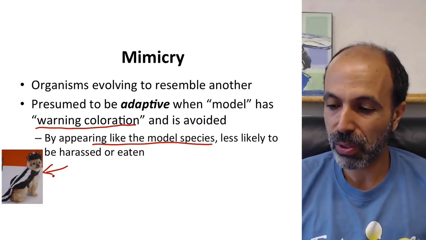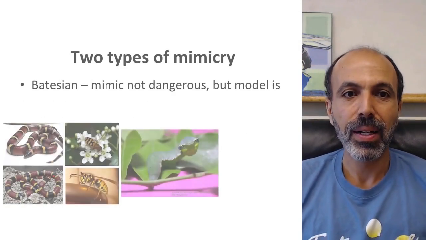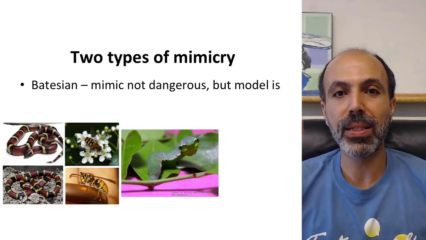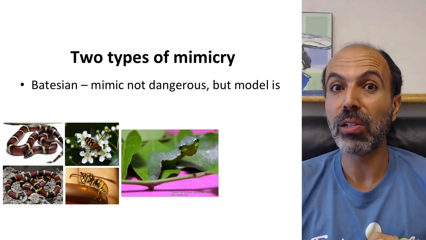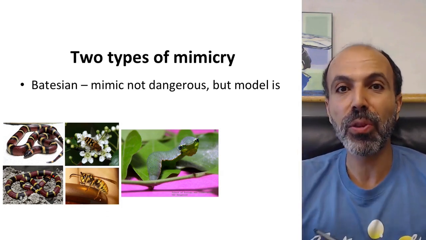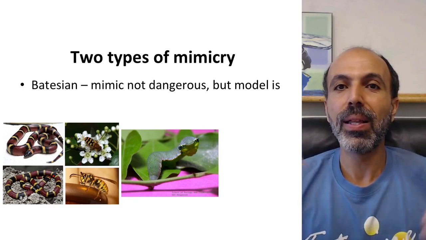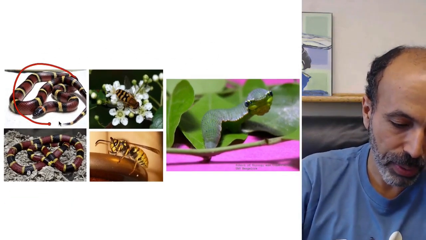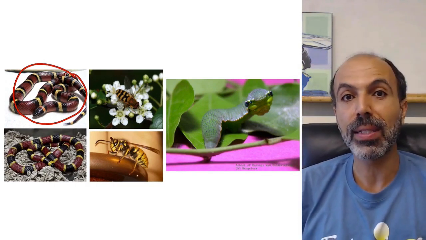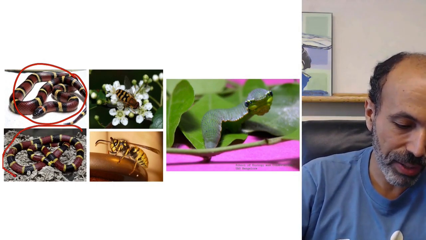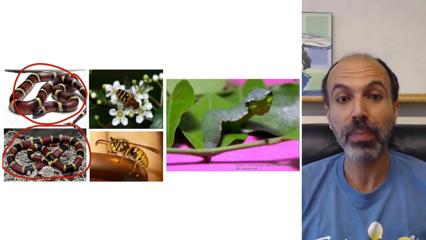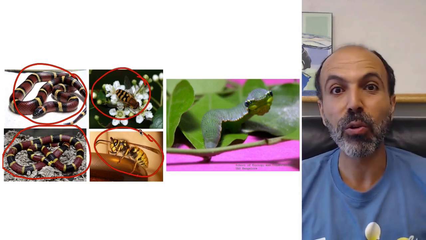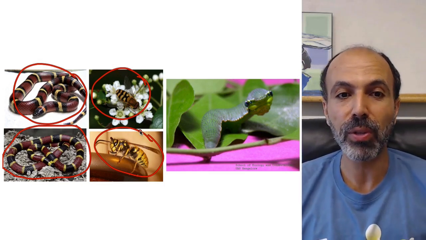There are two general types of mimicry. The first one we'll talk about is called Batesian mimicry. This is the case where the mimic is not dangerous, but the model is dangerous. In this case, again, it's useful for the mimic to look like the model because others will fear it or avoid it for whatever reason. So we have here the example of the non-venomous king snake, which, as you see, looks very, very similar to the venomous coral snake. We have an example here of a fly that looks very much like a wasp. And the wasps, of course, can sting you, and that's very painful, and therefore they're typically avoided.